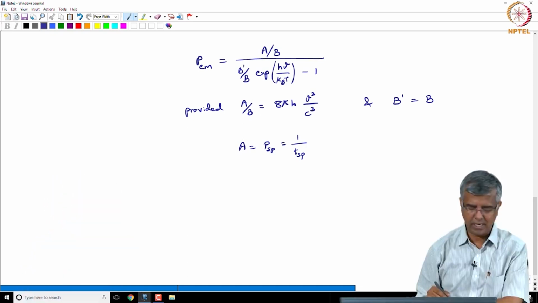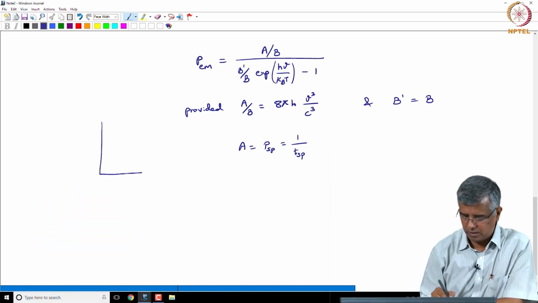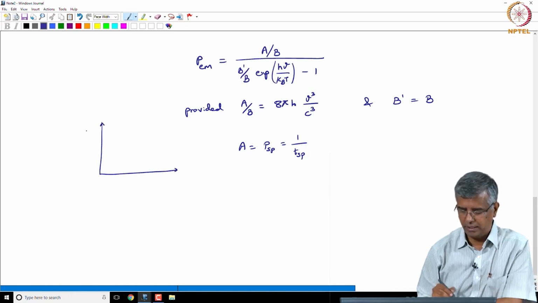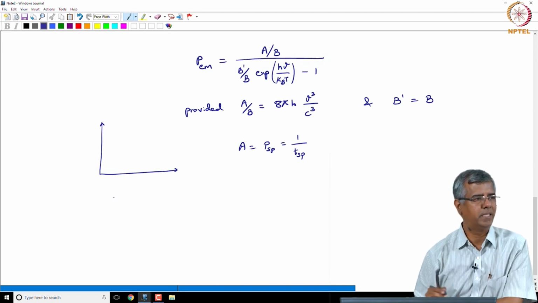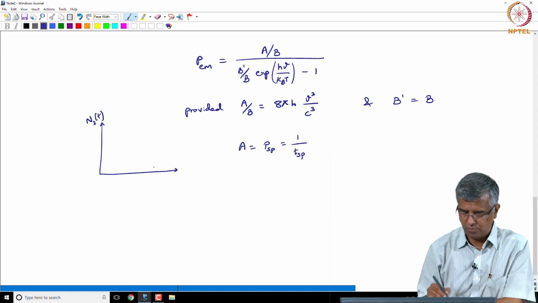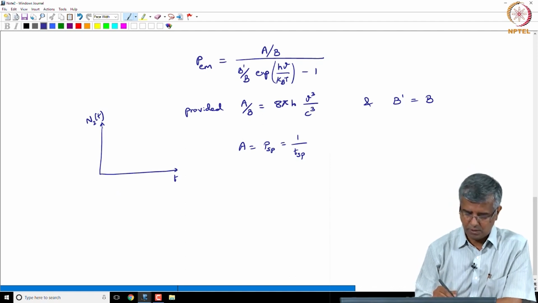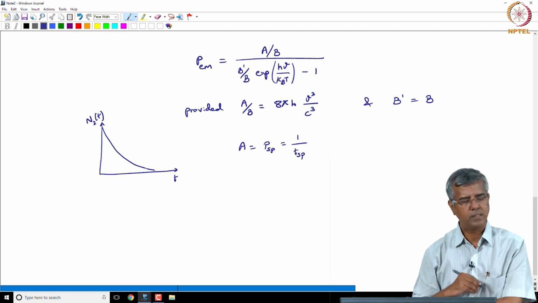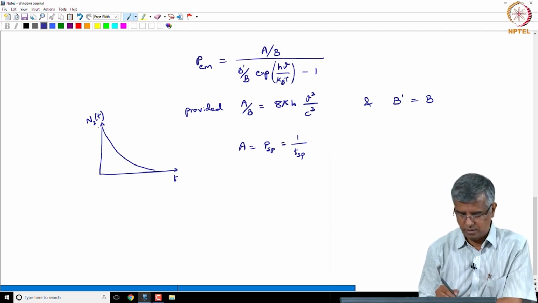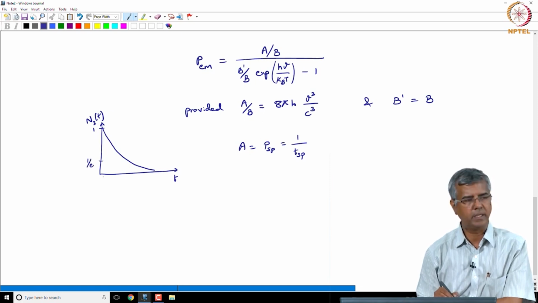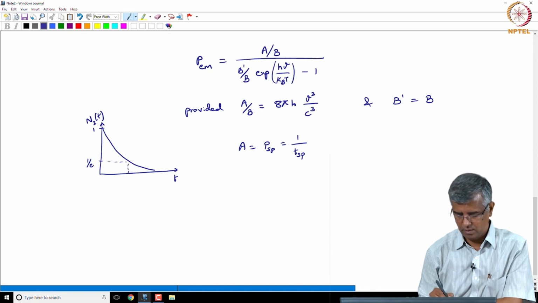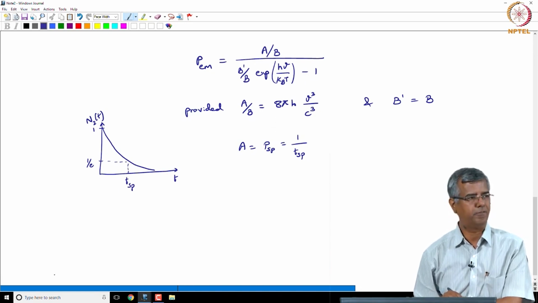okay. And what is spontaneous lifetime? We discussed that last week. If you are tracking the number density in that excited state N2 as a function of t, the spontaneous emission is going to happen in such a way that this comes down exponentially, okay. If this is normalized to 1, where it goes to 1 over e, that corresponding time is what we call the spontaneous lifetime.